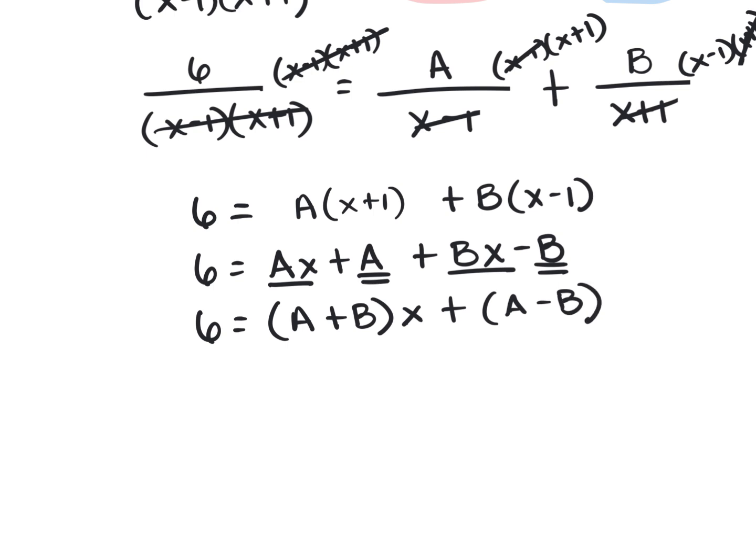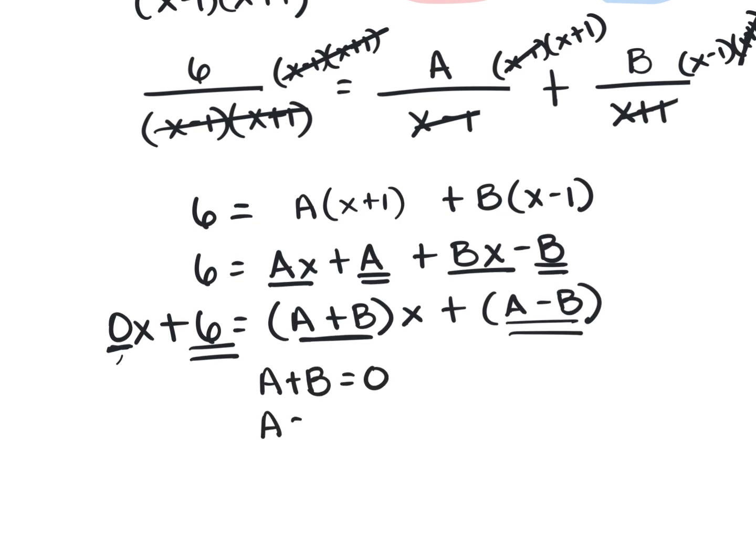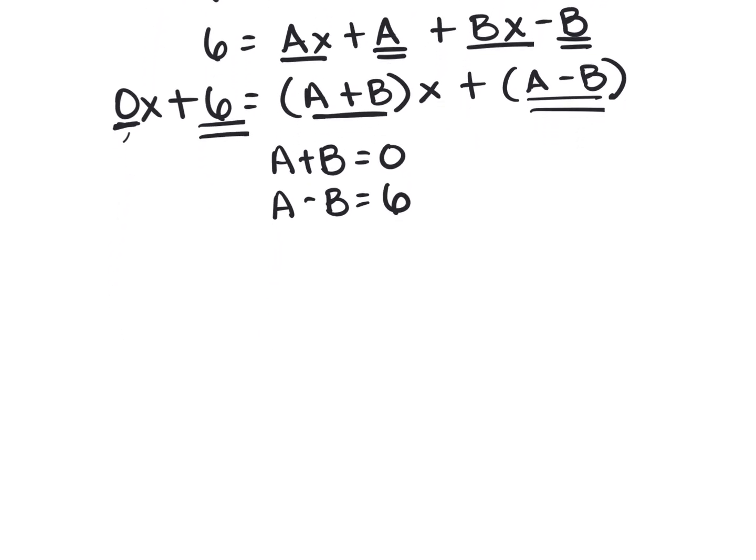Now, what you're doing at this point is comparing what you have on the left, and you're setting it equal to what you have on the right. So over on this side, we don't have an x value, so I'm going to put 0x out there as a placeholder. So this 0 has to be equal to a plus b, and this constant 6 has to be equal to a minus b. So I have a plus b is equal to 0, and I have a minus b is equal to 6. So this is our system of equations, and this one's fairly simplistic because all I have to do is add.